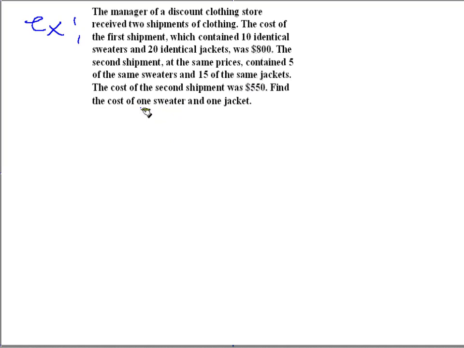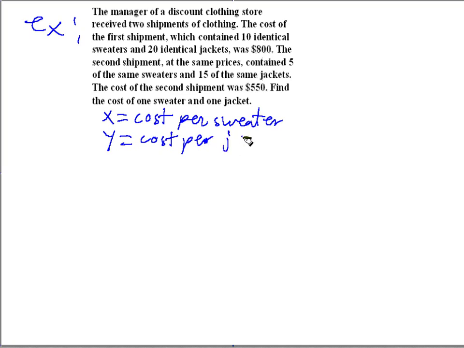So again, let's let those be X and Y. I'm going to find those 2 things, so let's introduce 2 variables here. Let X be the cost per sweater. Clearly identify your variables, and let Y be the cost per jacket. I want to find out what those 2 things are in this problem. Find the cost of 1 sweater and 1 jacket. That's X dollars per sweater, Y dollars per jacket.